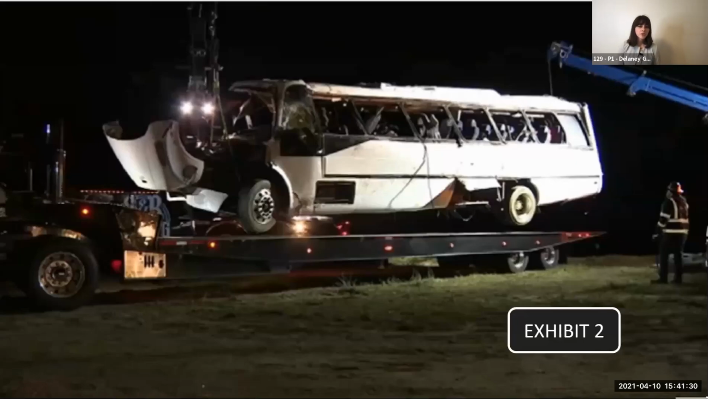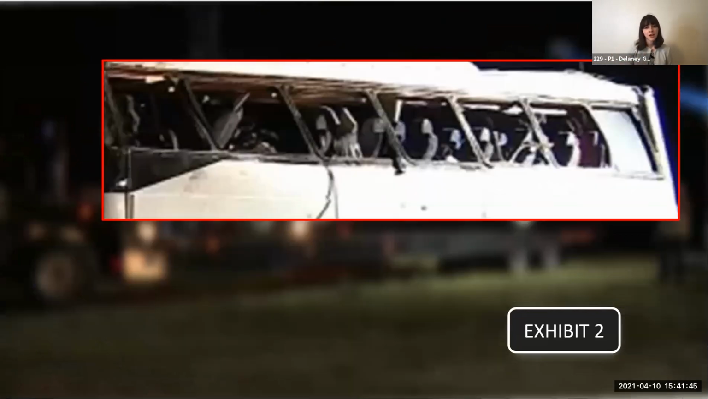Ms. White, does Exhibit 2 accurately depict what the defendant's bus looked like after the crash? Yes. Then I want to zoom in on those windows. When the bus was hit by the car, what happened to the windows on the defendant's bus? They all just shattered. Did those windows shatter before or after the bus hit the pavement? No, immediately on impact, the windows shattered and there was glass flying everywhere.